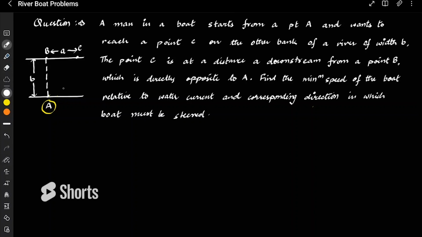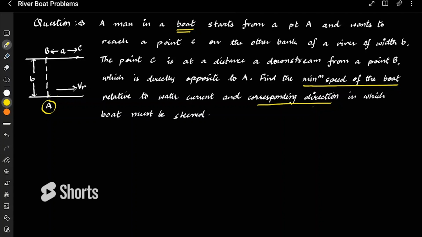downstream from B, which means the river is flowing in this particular direction. This is the direction of the river velocity. Now a man in the boat starts from A and wants to reach C, and that is what is given. The width is also given to you, which is B, and you have to find the minimum speed of the boat relative to the water current, and also the direction in which it must be steered.